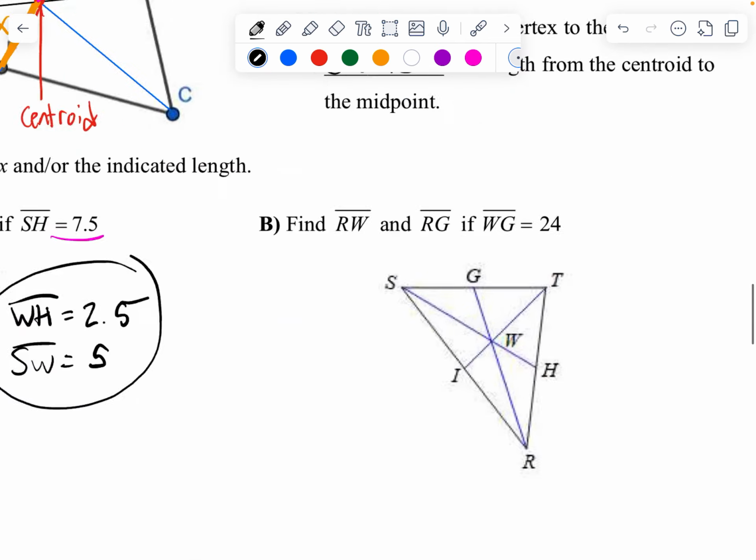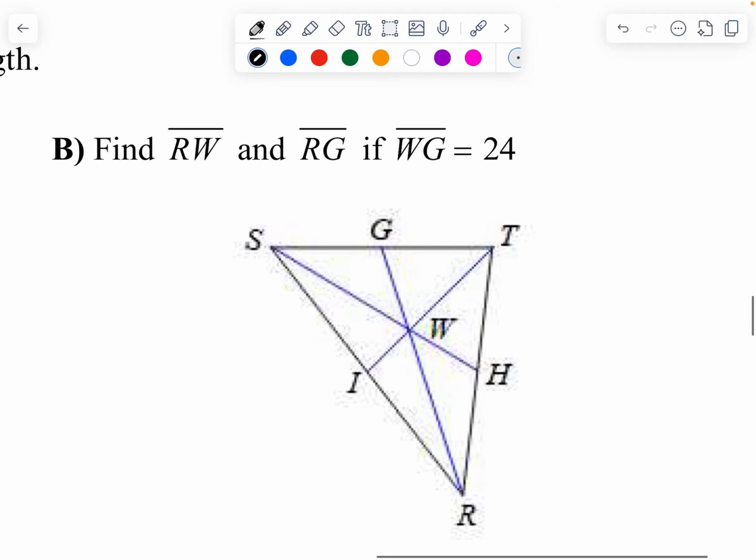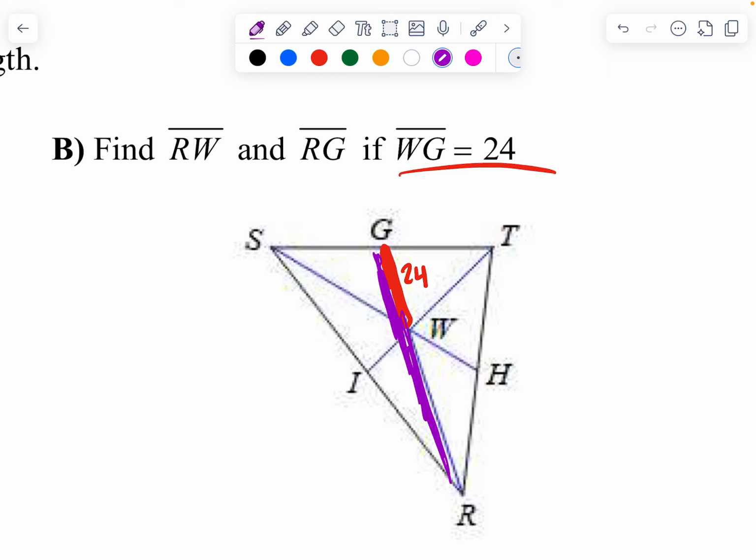All right, so let's do that again. This one we're told W to G is 24. So W to G is right here. That is 24. And then it asks us to find R to G, which is the whole thing, right? That's R to G. And then it also wants us to find R to W, which is just the remaining segment there. Let me use a different color for that. Okay, so R to W.